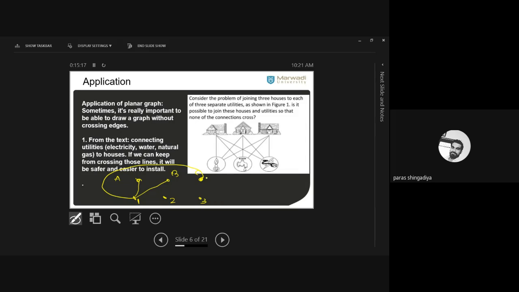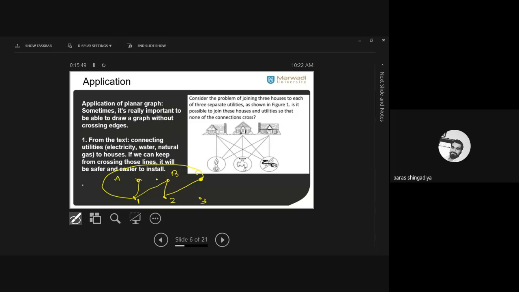So let's try to connect them without crossover. You should not cross any edge. I can connect 2 to C directly. There is no cross. Then 2 to B, also there is no cross now. There is no intersection here. And 2 to A is remaining. There is no water pipeline between 2 and A yet.